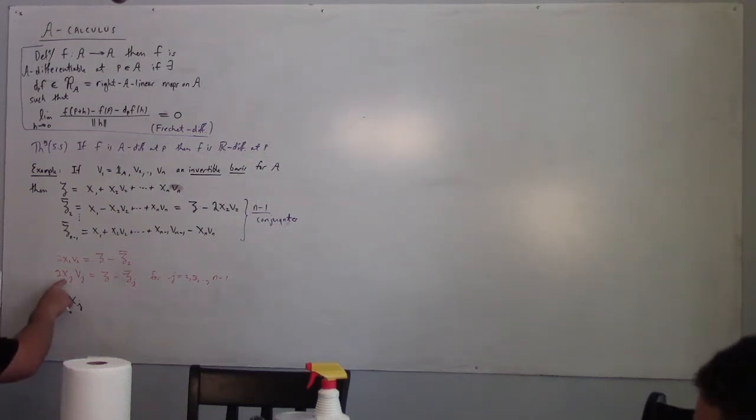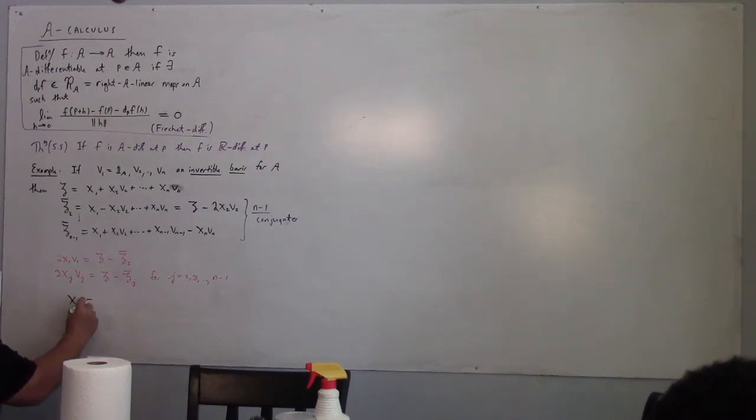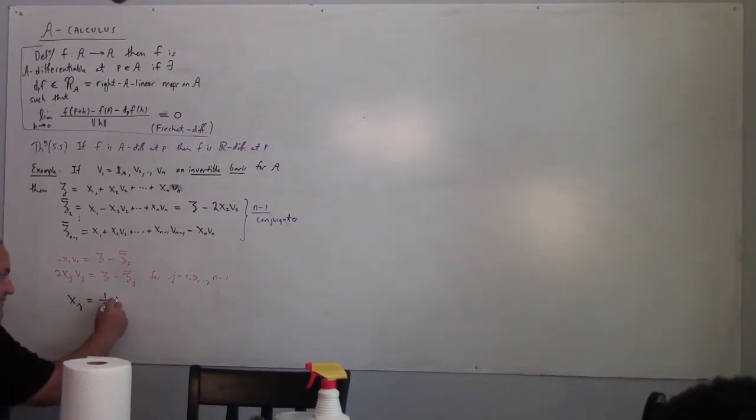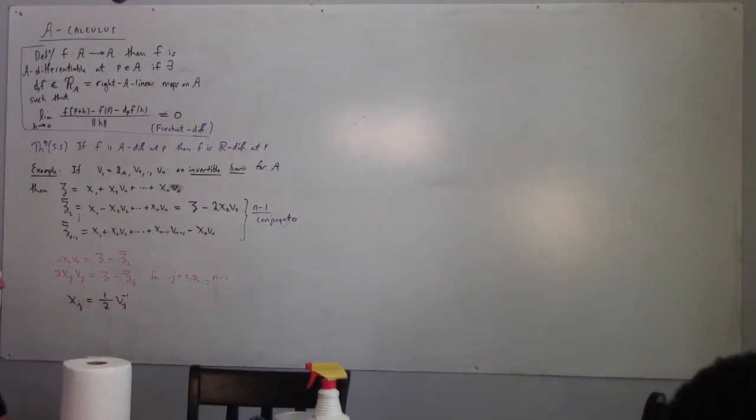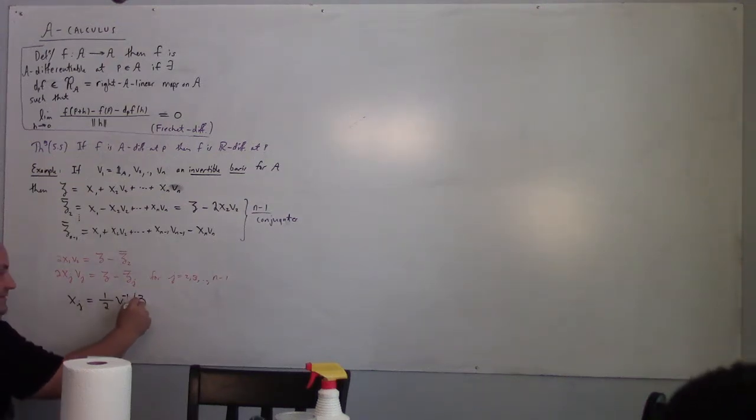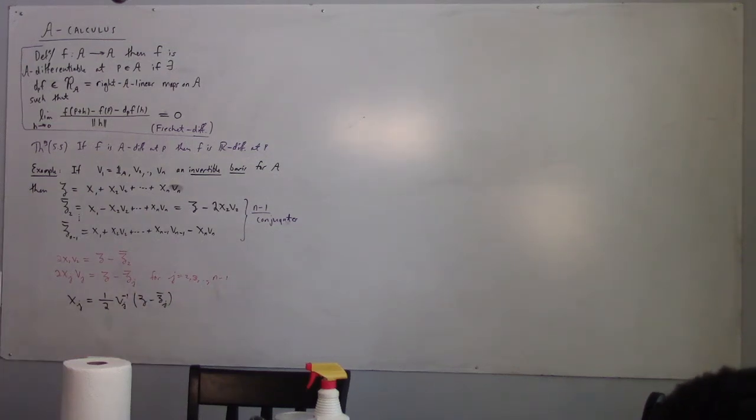This is a real variable. The vj is an algebra element. It's a number. So this is like 1/2. You could write 1 over 2 vj with the understanding that that's 1/2 times vj inverse if you want. I'll just write 1/2 vj inverse times zeta minus zeta bar j. And then that's true for j equals 2 to n minus 1, right?